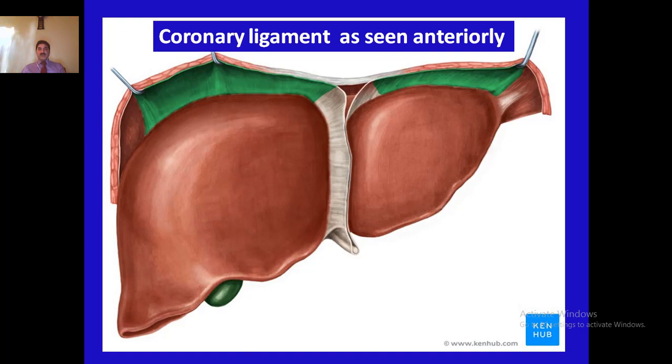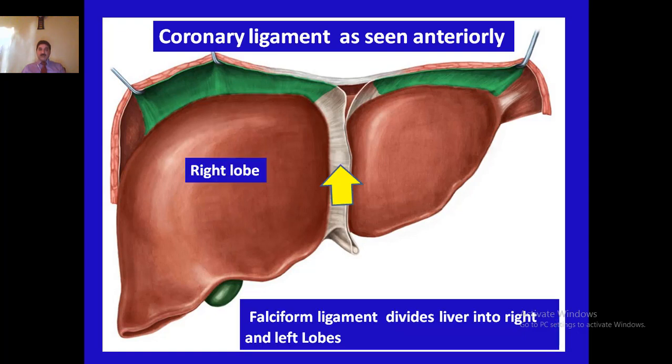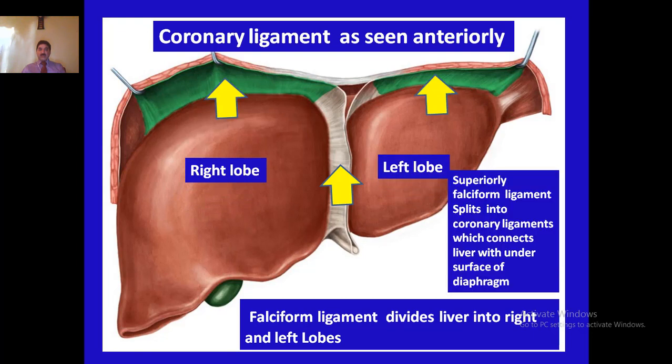This is the anterior superior surface of the liver. The falciform ligament divides the liver into right and left anatomical lobes. Superiorly, the falciform ligament splits into coronary ligaments which connect the liver with the undersurface of the diaphragm.